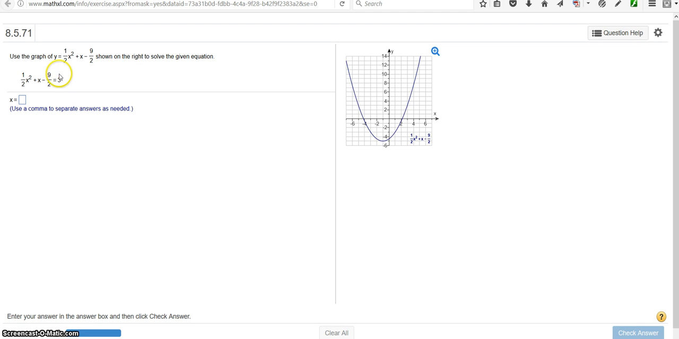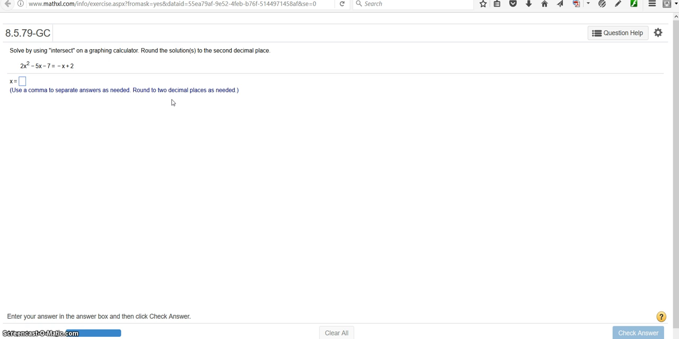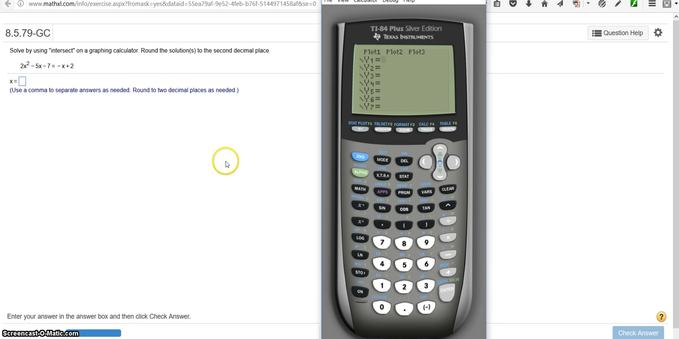So they're giving you the y number, and you're just supposed to look at the graph and find where that hits that y number. For this other question, solve using the intercept on your graphing calculator. All right, so here's my calculator. I'm going to type in the left-hand side of the equation. 2x squared minus 5x minus 7. I type that in as y1.